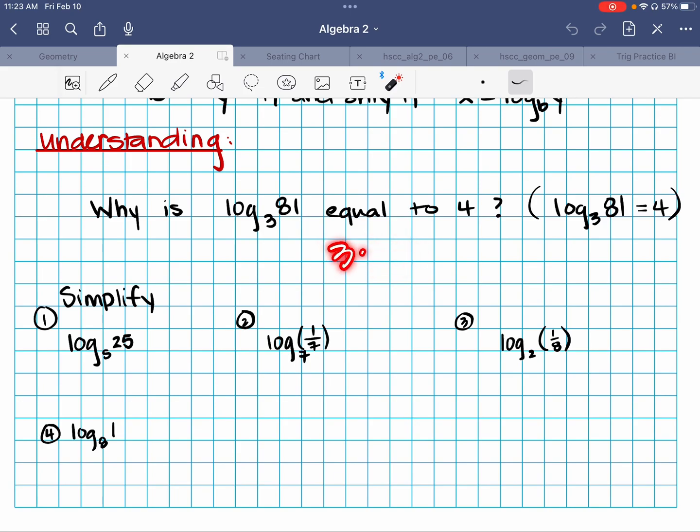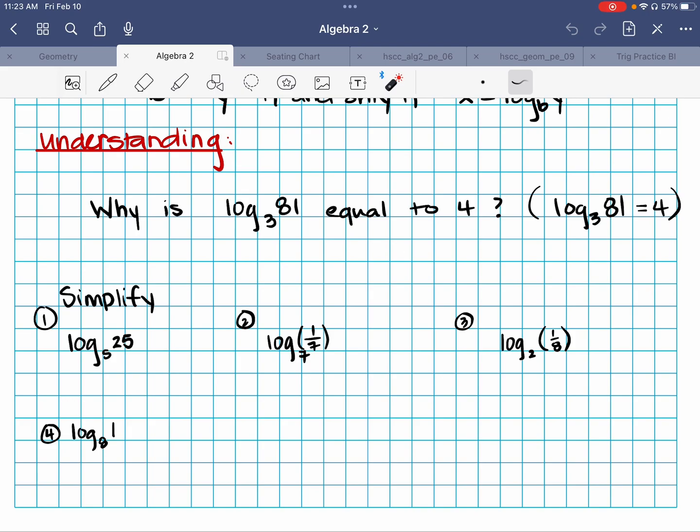That's not enough, that's 27. We need a fourth 3. So the exponent on that base must be 4 to get the 81 value. And that's how logarithms work. This tells us that the log of 81 using base 3 is equal to 4, because 4 is the exponent you would put on 3 that provides a result of 81.